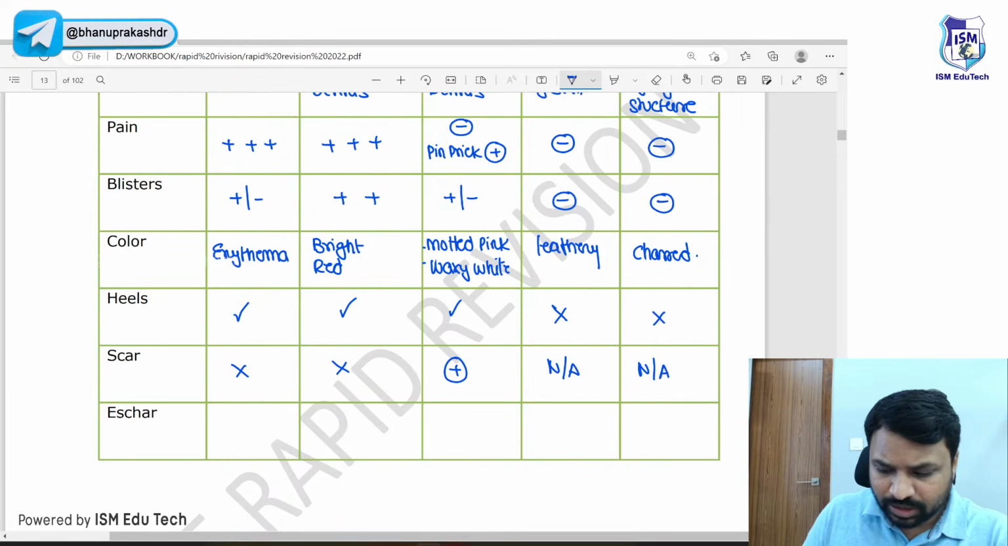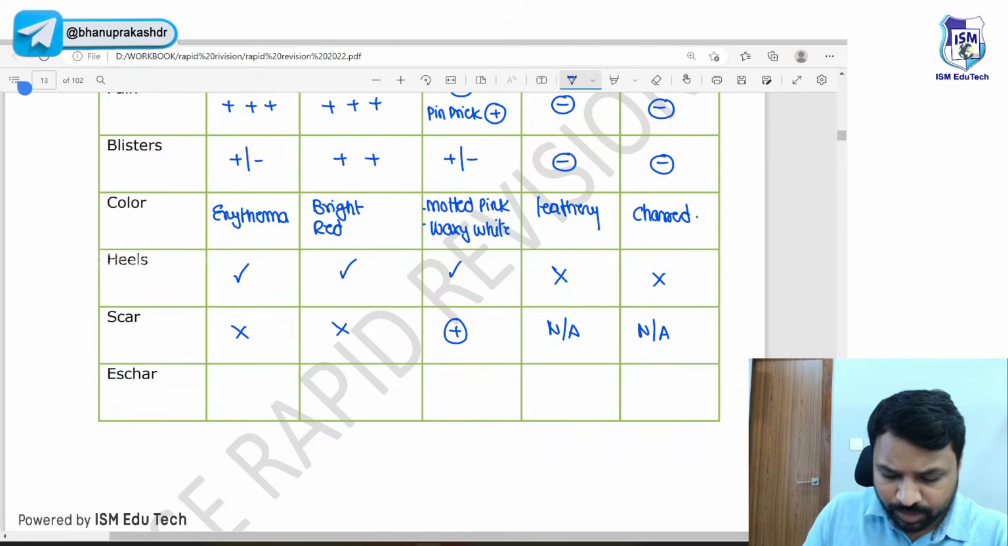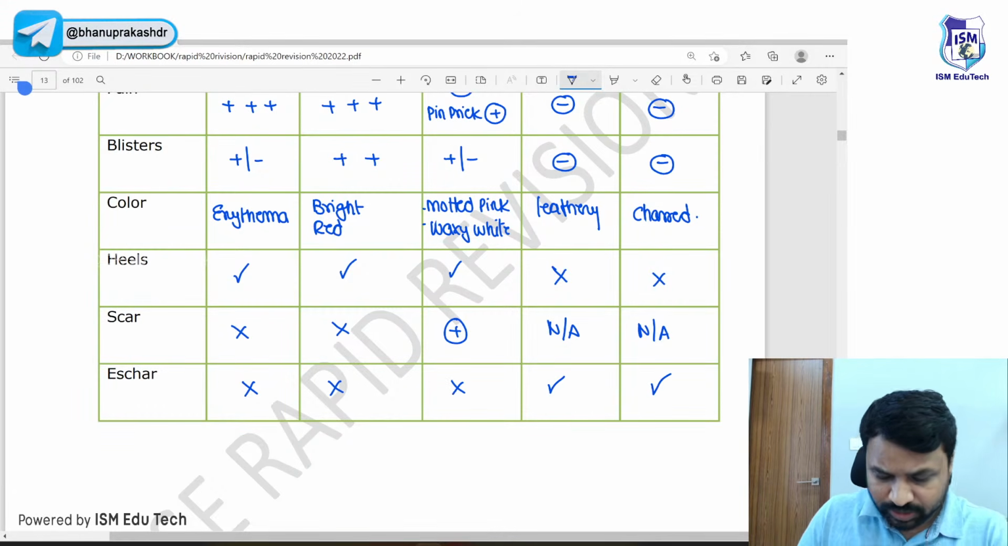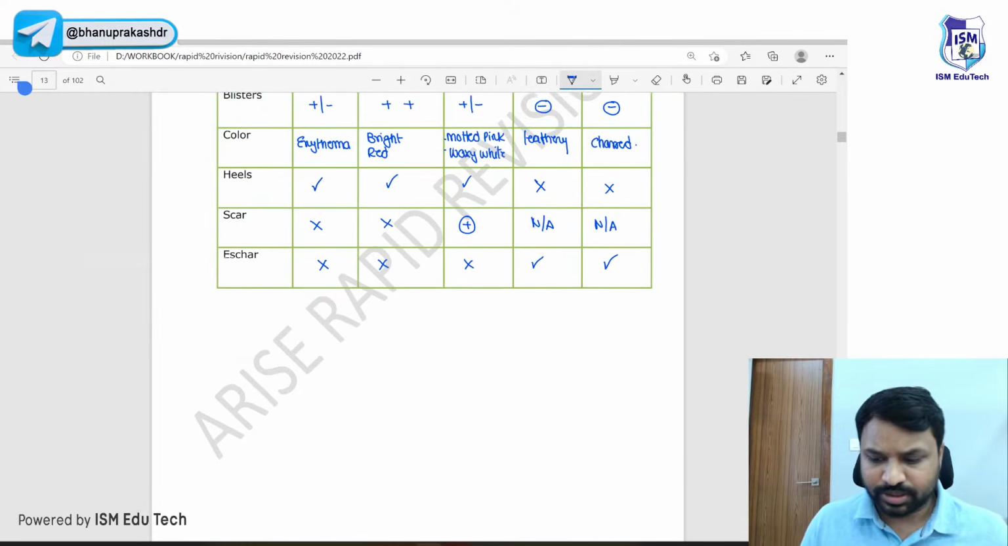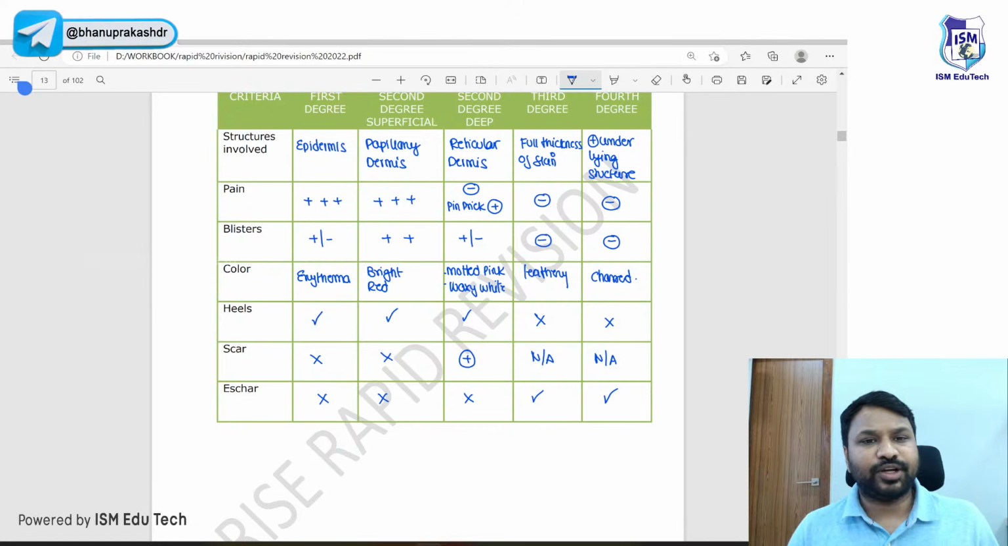When you talk about the presence of eschar, remember eschars are not usually formed here. The eschars will be formed in these two. There will be presence of eschar in these two, right? So this is how you differentiate the various degrees of burns.